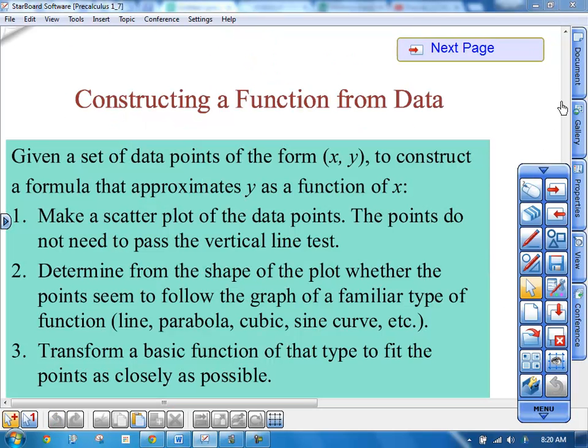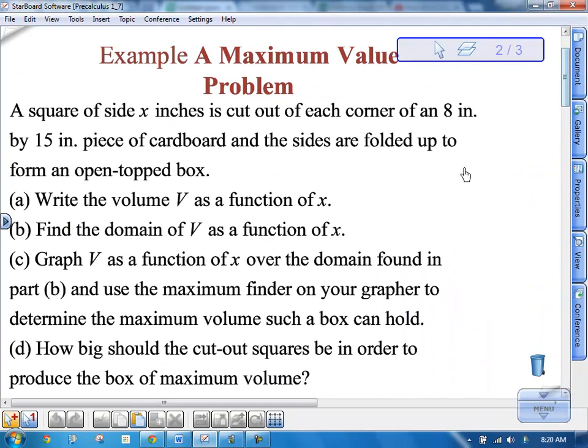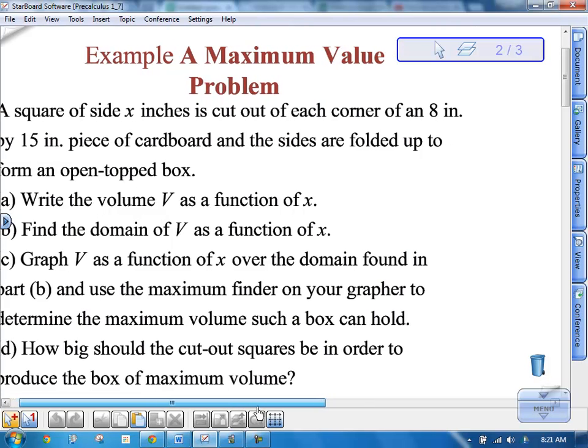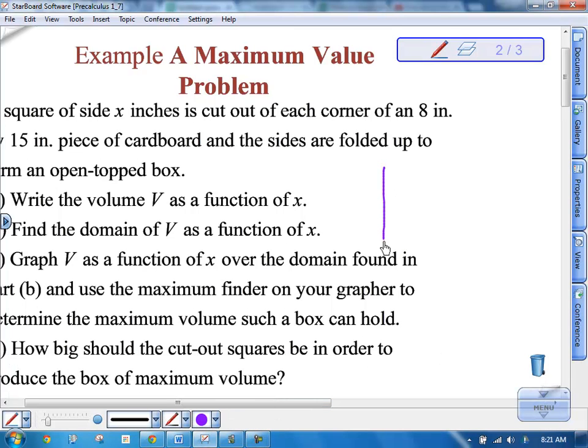So, constructing function, let's start off with an example of finding a maximum. So what we have is a square of side x inches that's cut out of the corner of an 8-inch by 15-inch piece of cardboard. So I'm going to draw a picture here. We have a piece of cardboard that is 8 inches by 15 inches, and we're going to cut out these corners. And that amount we're going to cut out, we're going to call x, right there. We want a volume function.